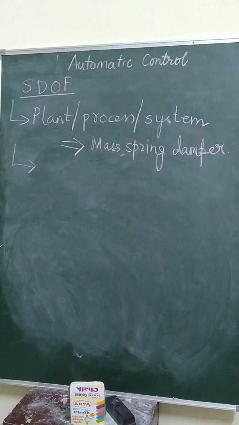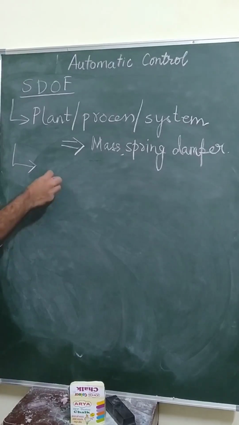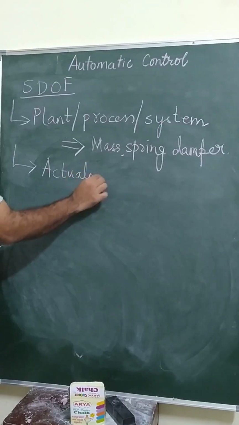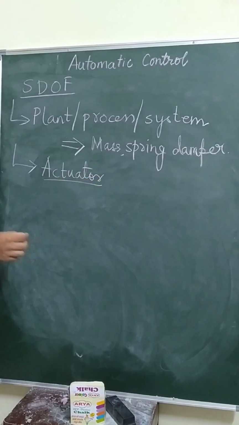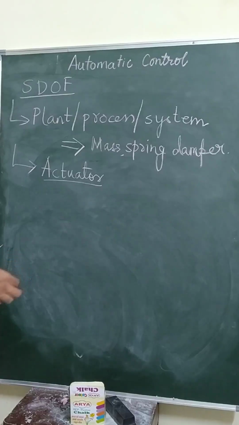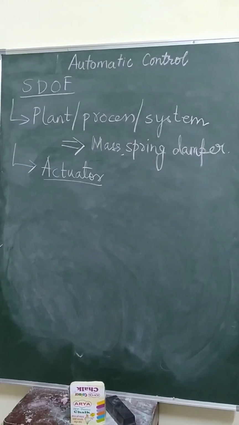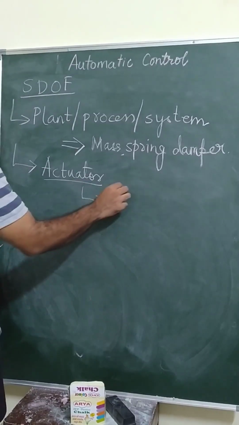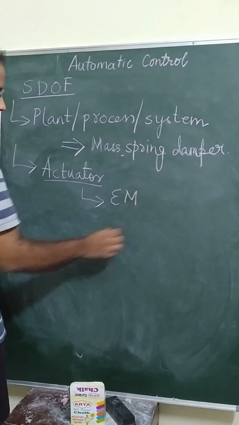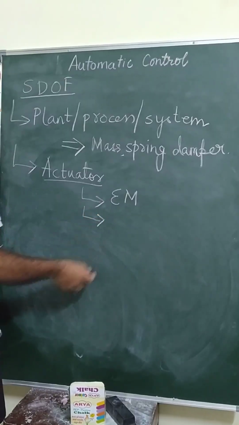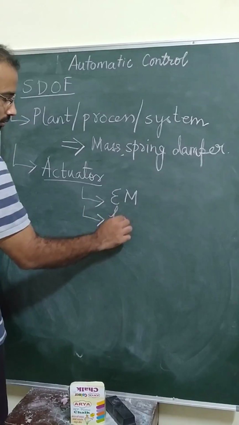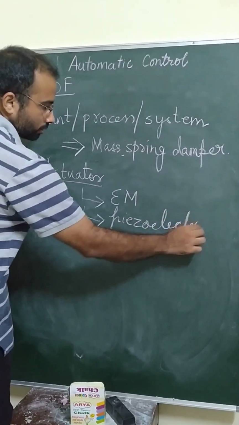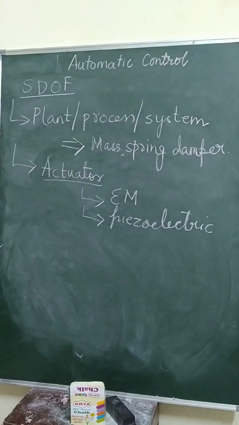And similarly, we identified the actuator. And we said that the actuator in such a case would be something which would apply force on the mass to control its vibration. So that could be an electromagnetic actuator, that could be a piezoelectric actuator, right, which would apply the force on the system.